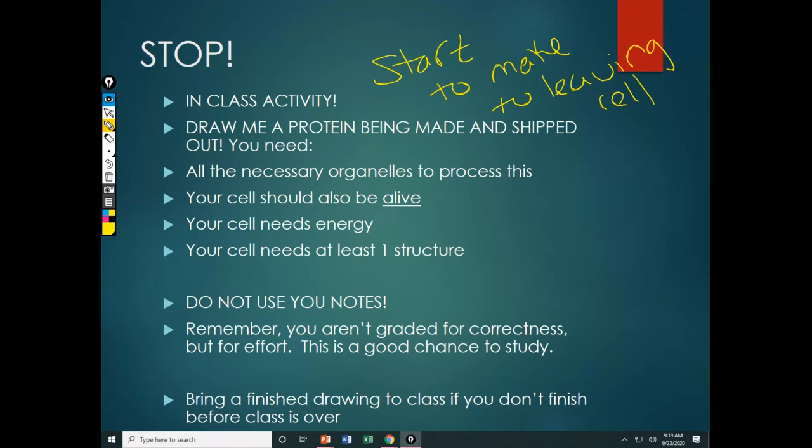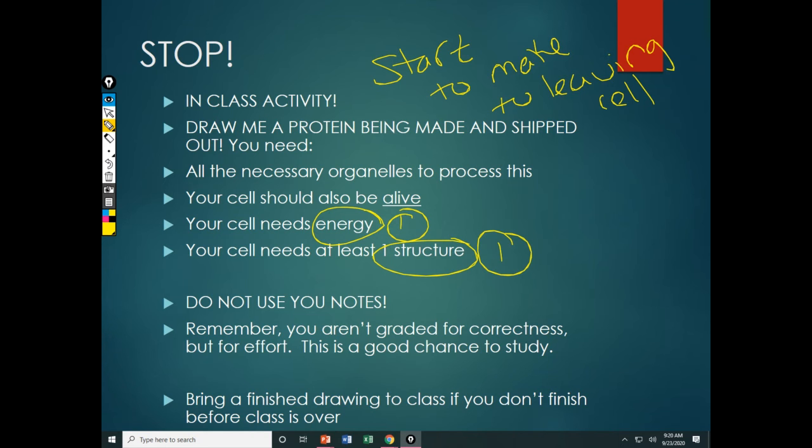We can use as many different organelles as possible. Also note that our cell needs to be not dead, so we need at least one energy organelle and one structural component. Please do not make these the world's tiniest drawings. We have to be able to see them. And label your organelles.